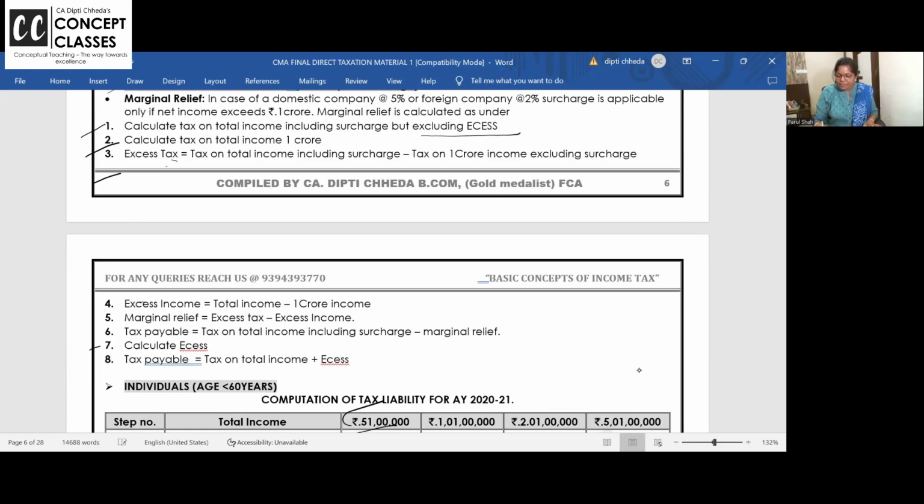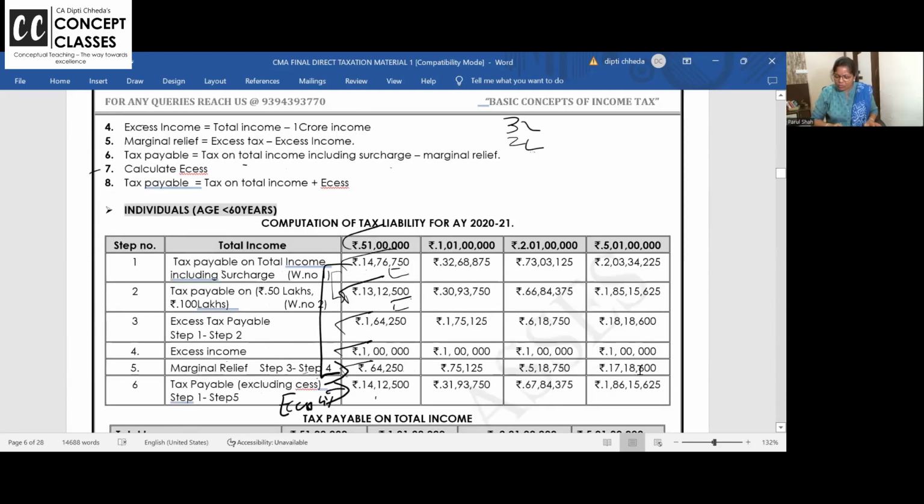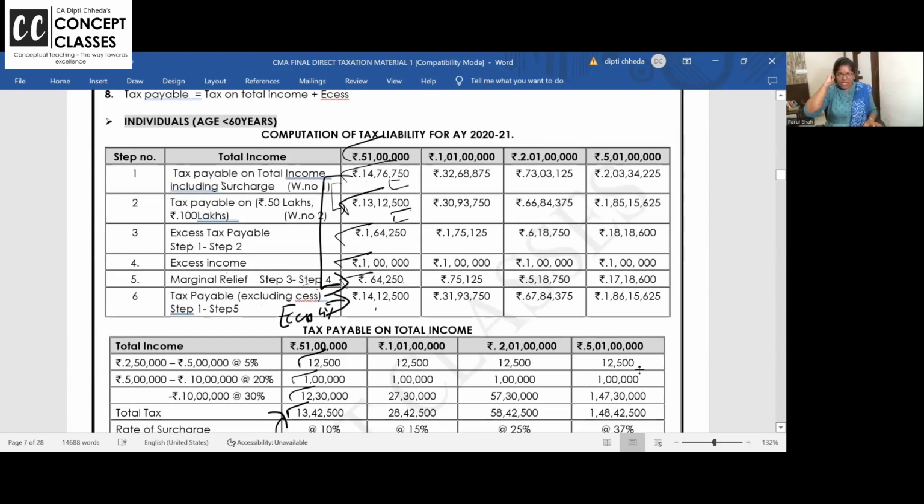Excess tax is say 5 lakh, but excess income is 3 lakh. Just because I earned 3 lakh extra, why should I pay 5 lakh extra? I want a relief of 2 lakh. And final tax payable is step 1, tax on total income, minus 2 lakh relief. And then add ESES. You need not mug up this step. Shall we check one more example, or first do you want to ask doubts? Quick. Any doubt, or did you understand?